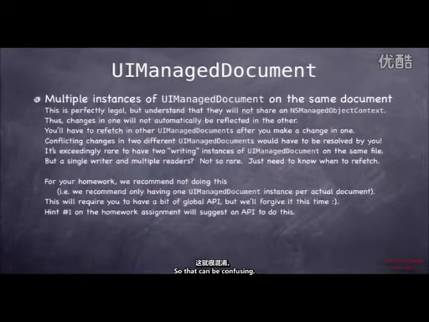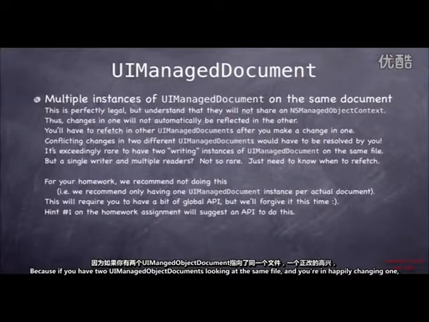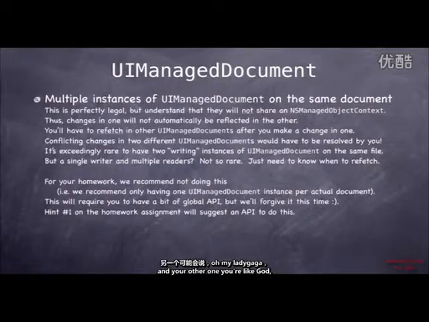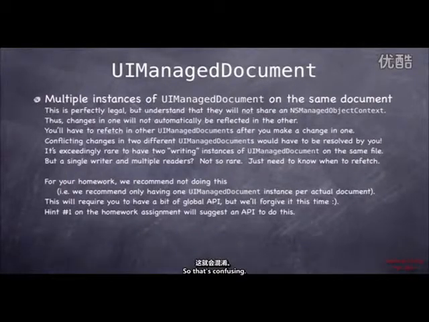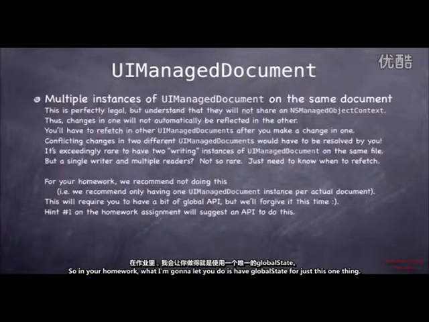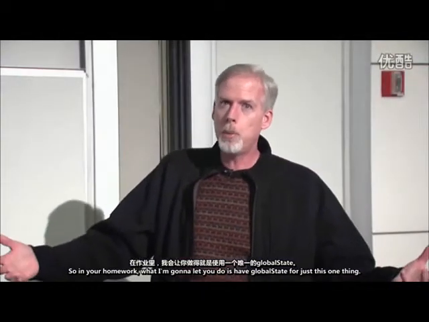So that can be confusing because if you have two UI managed object documents looking at the same file and you're happily changing one and your other one you're like, God, how come that thing never sees any change? Well, because you have to keep refetching it and you have to know when to fetch. You have to know this guy's saved so that you can go and fetch. So it's confusing.